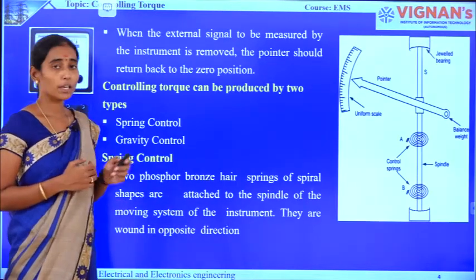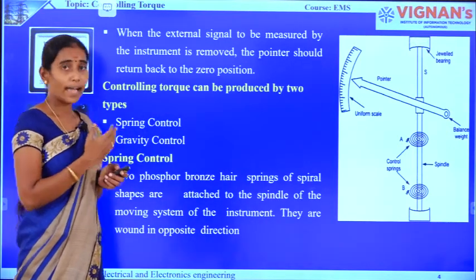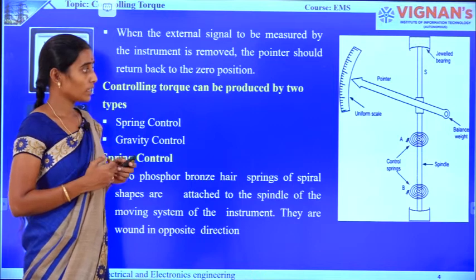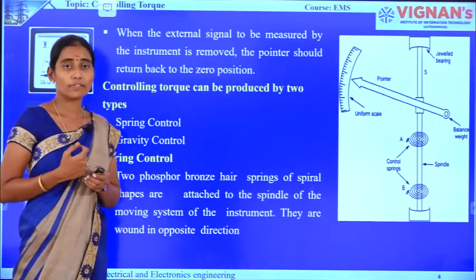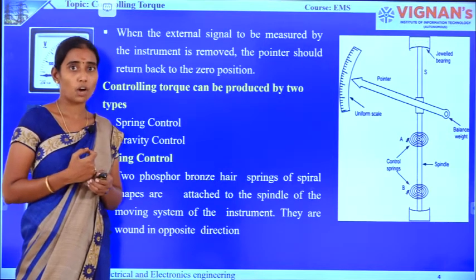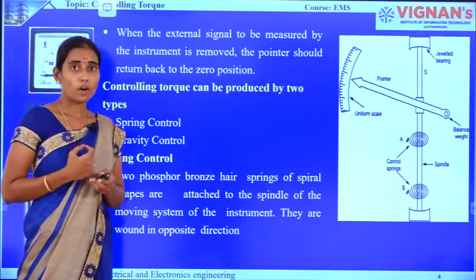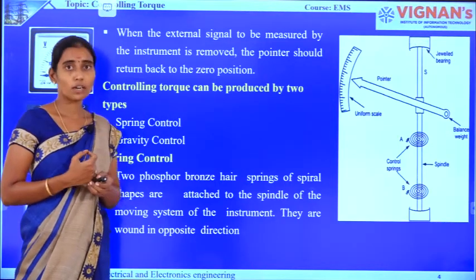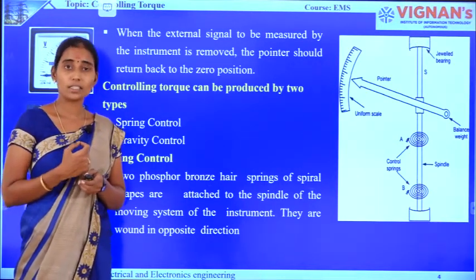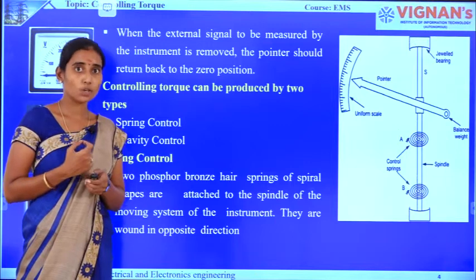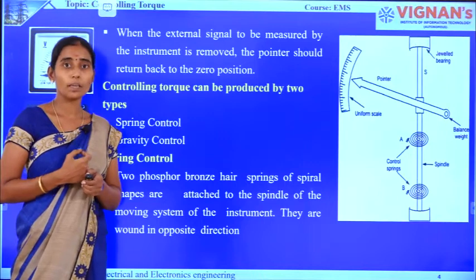That is the schematic of your spring control, which consists of a spindle, a pointer, a calibrated scale, jewel bearings and two control springs. Those two control springs are used for the production of your controlling torque. The springs are made of phosphor bronze. Many other materials like silver, platinum, copper, etc. can also be used, but those won't give you the exact value of the quantity to be measured.